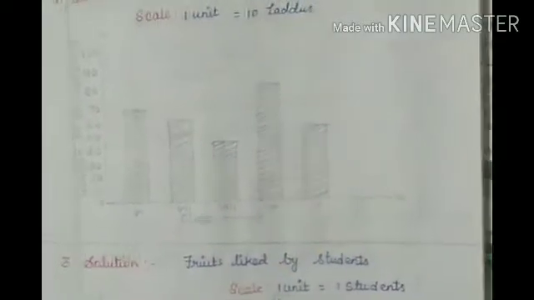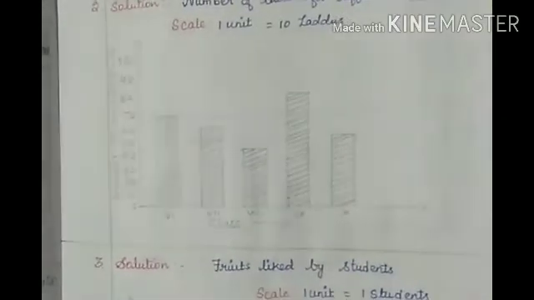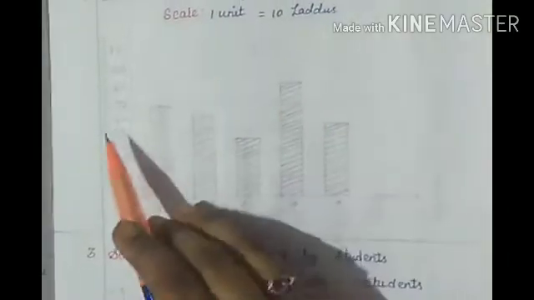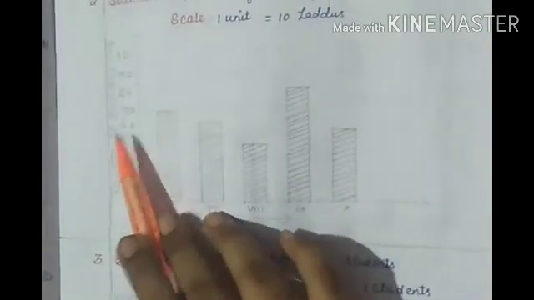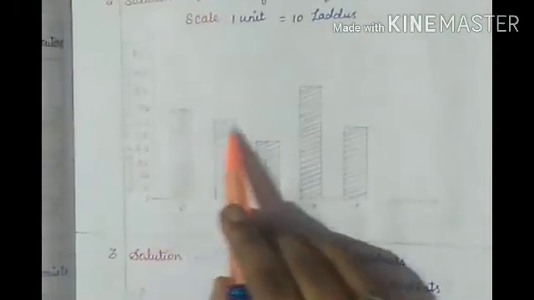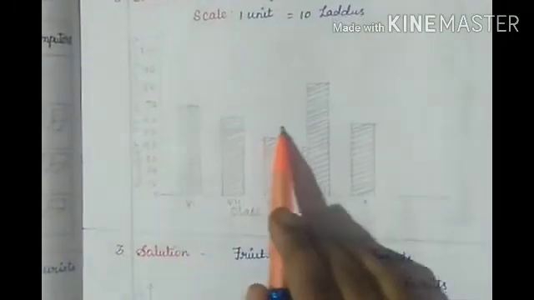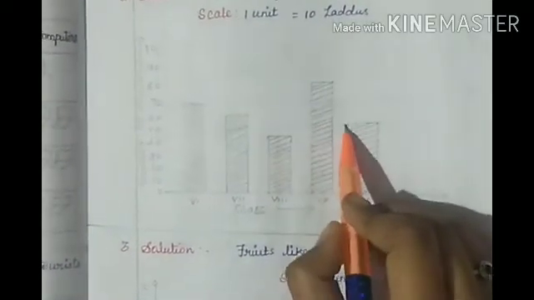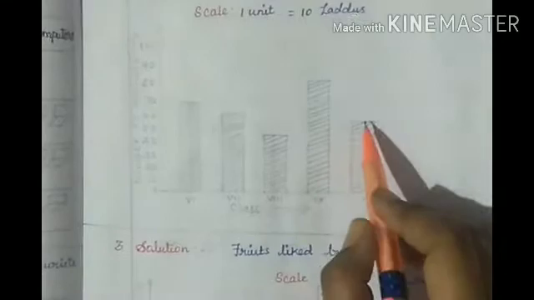Next, for class number 10, what have they given? 55. So where does 55 lie, and how to draw it? Very simple. It lies between 50 and 60. You have to start from 0 and end between the lines where we have 55. This is our 55. Like this you draw, complete the box and shade it. This is the answer for the second question. Okay children, do you understand?